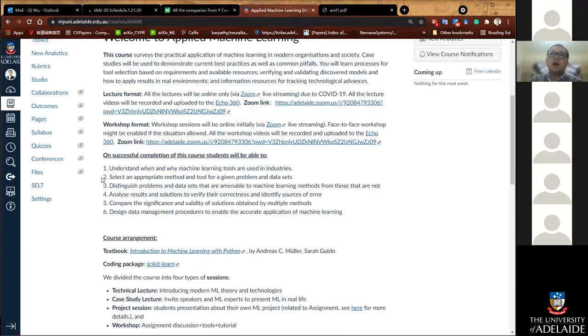We will focus on understanding where and why the machine learning tools are used in the industries, right? We will give you a lot of use cases.